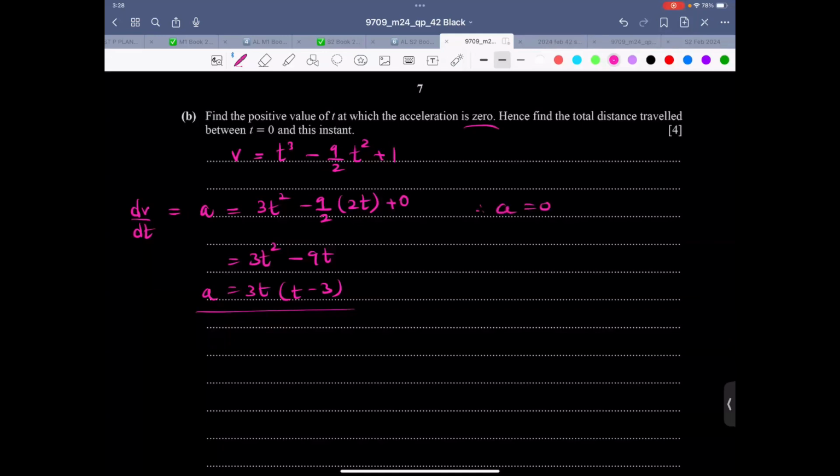So a equals 0. We are looking for the turning points of velocity. In other words, 3t, t minus 3 equals 0. Therefore, t is 0. That is the start of the journey. t minus 3 equals 0. Therefore, t equals 3. Now it's asking to find the total distance traveled between t equals 0 and this instant.